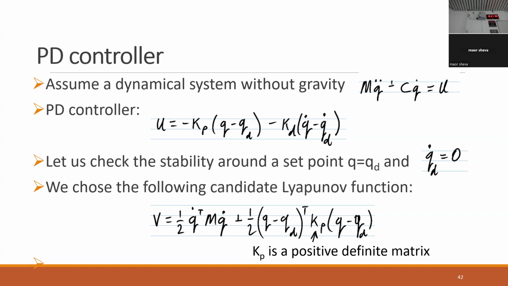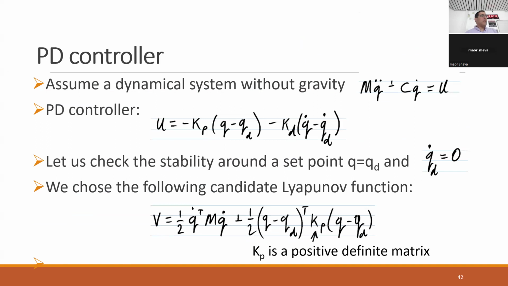So a spring has a potential energy which is half q transpose Kp q. But here we have q minus q desired, because we have a different set point for this spring. So we have half q minus q desired transpose Kp q minus q desired, and Kp is a positive definite matrix, as we saw in the previous solution.